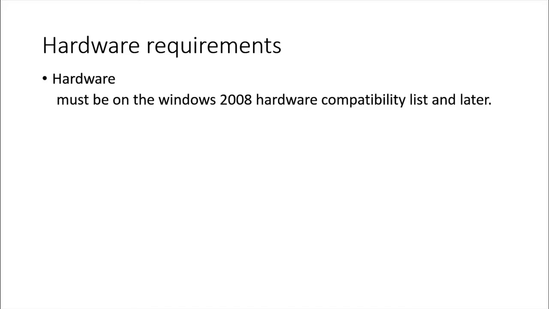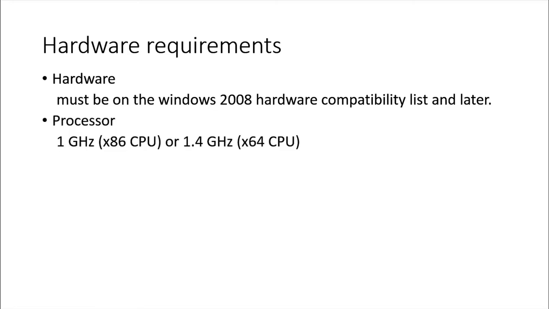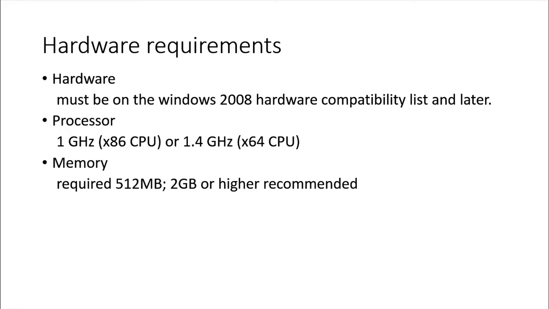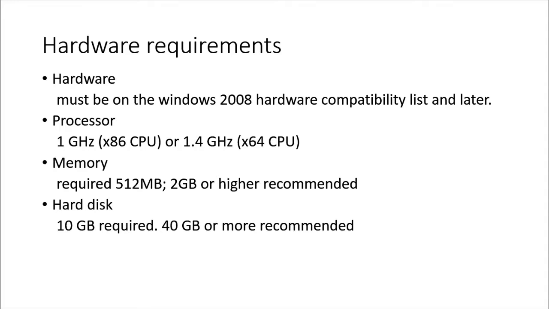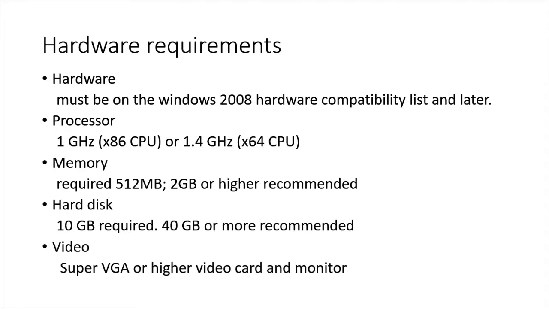These are the basic hardware requirements for installing Server 2012 on a computer. First one, it requires hardware which must be on Windows 2008 and later, a processor of 1 GHz or 1.4 GHz, memory with 512 MB, and hard disk of 10 GB, 40 GB or more recommended, and video of Super VGA or higher video card and monitor.